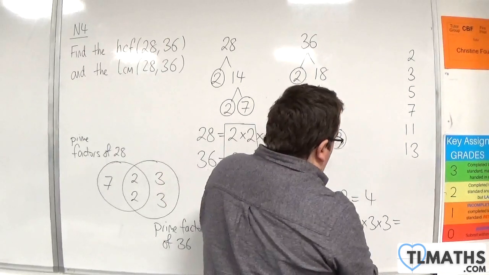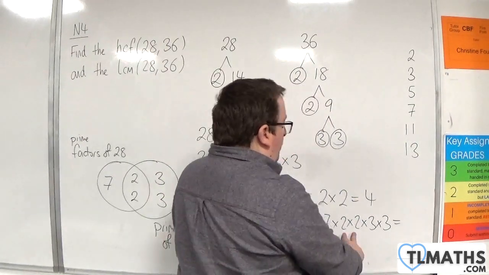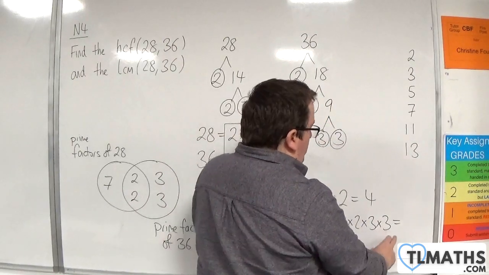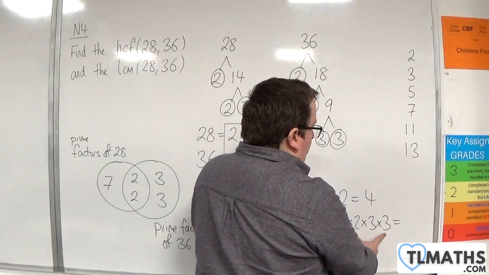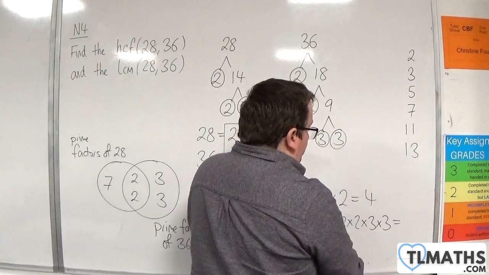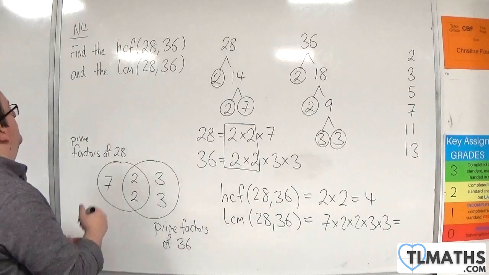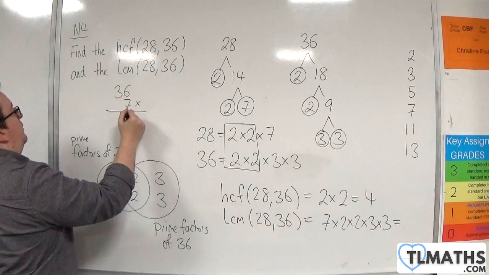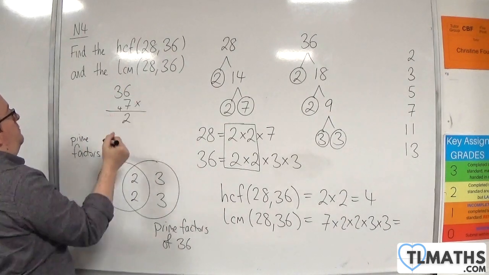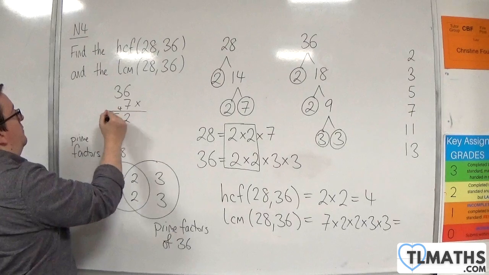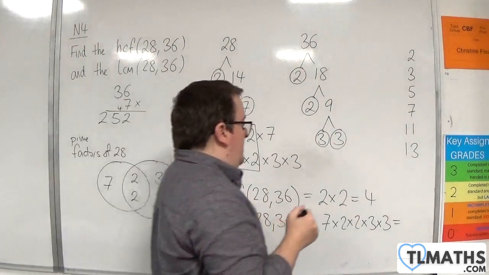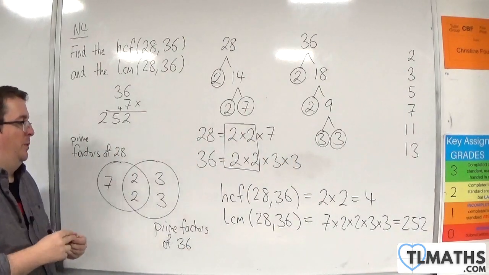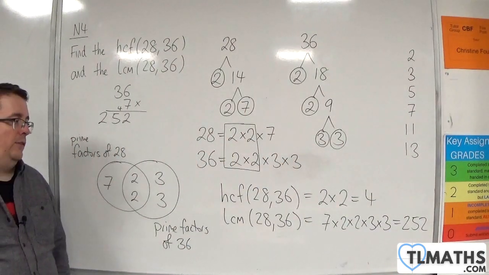So, what is that? Well, 2 2's are 4, 3 3's are 9, so we have 7 times 4 times 9. 4 9s are 36. So we've actually got 36 times 7. So 36 times 7. 6 7s are 42. 3 7s are 21, plus the 4 is 25. So it's 252. That is the lowest common multiple of 28 and 36.